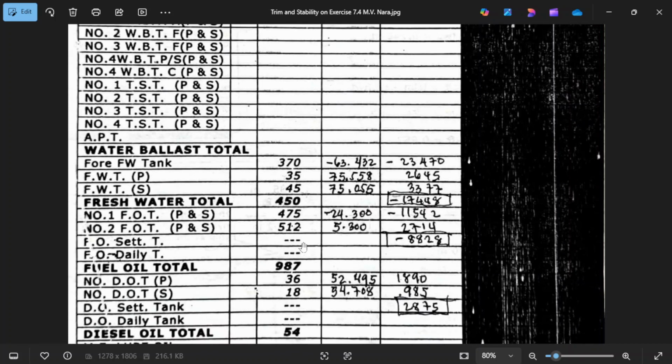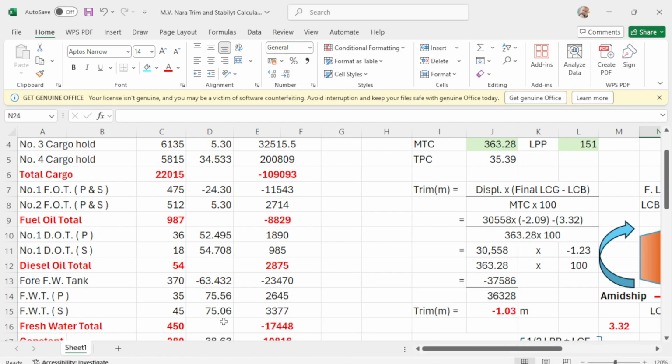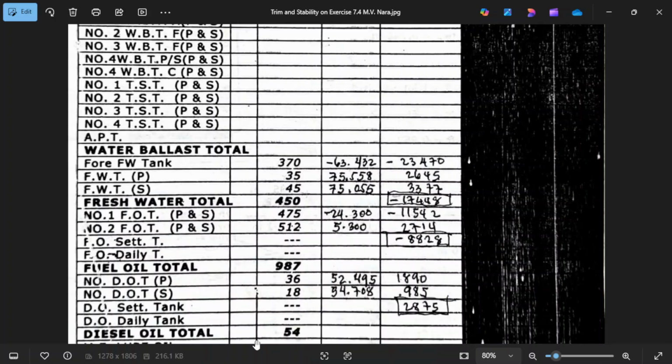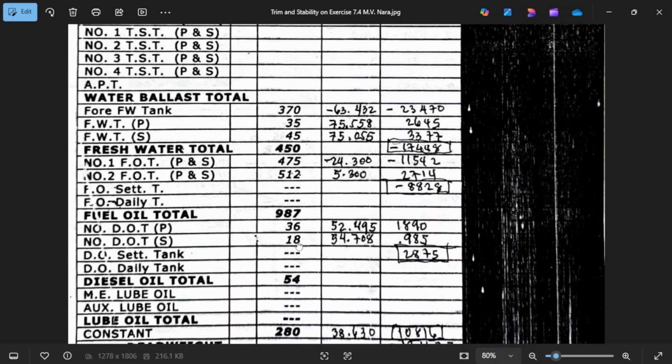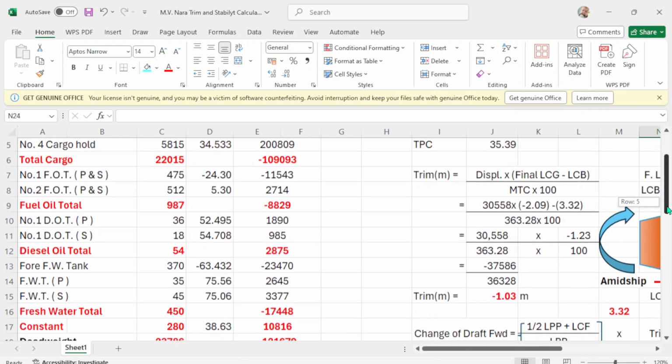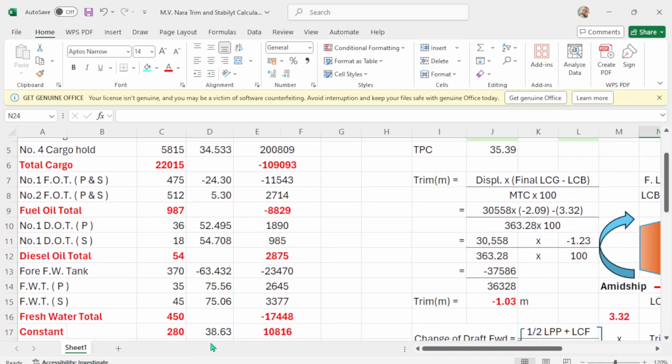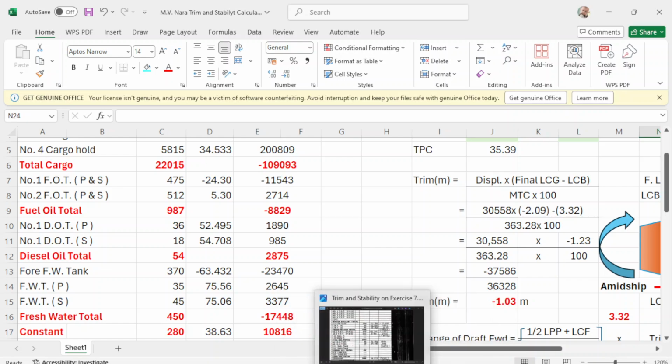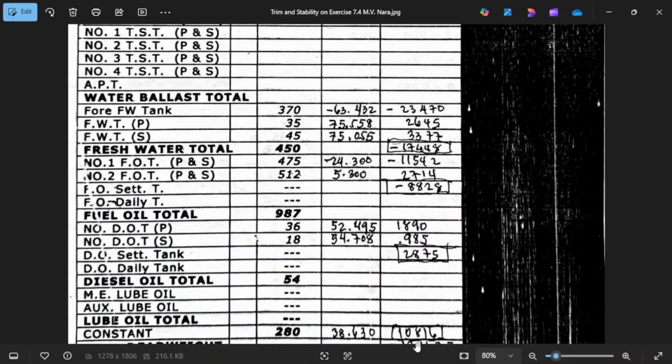Then we go now to diesel oil, which is 54 metric tons. I got here 54, and the LCG moment is 2875. And the next will be the constant of 280. Constant is 280, the LCG is 3.863, and the LCG moment is 10816.